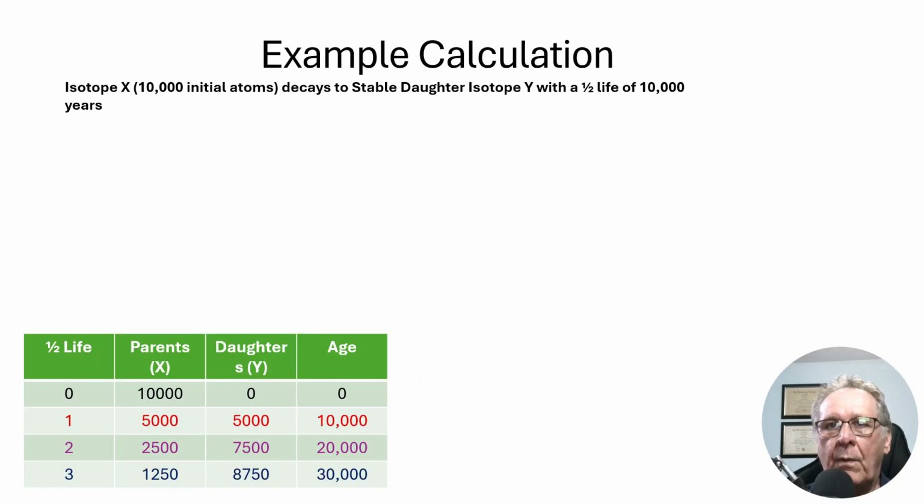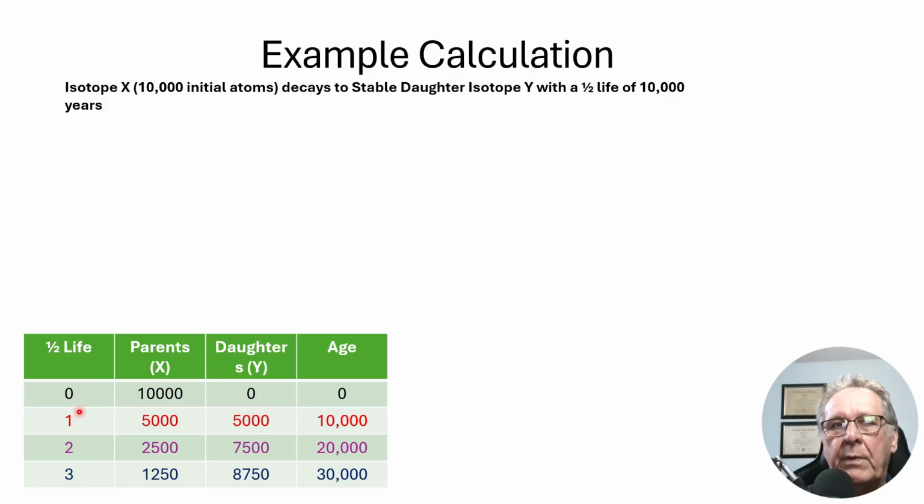Let's take a look at how a system would evolve as an example, and this will also help you with your homework in determining the age of rocks. Assume that we have an isotope X and we start off with 10,000 atoms of that radioactive isotope, and it's going to decay to a stable daughter Y with a half-life of 10,000 years. We can look at this table here and we can put in our initial amount, 10,000 parents, 0 daughters. We know that's how it formed. That's 0 age, when it was born.